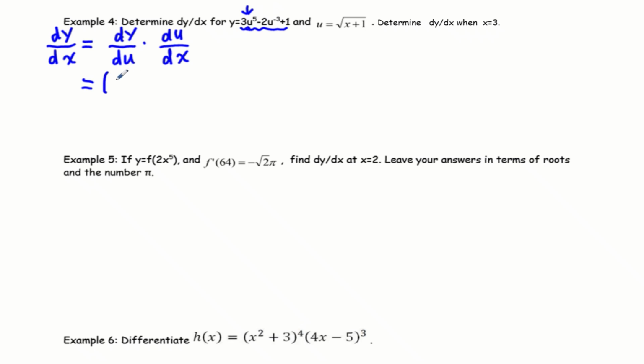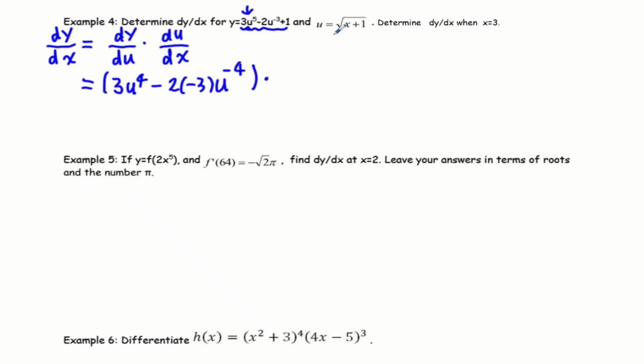So the first derivative is 3 u to the 5 minus 1, which is 4. Minus 2 times the exponent to the front, the exponent subtract 1, so -3 minus 1 is -4. The constant's derivative is 0. Then times the derivative of u with respect to x.